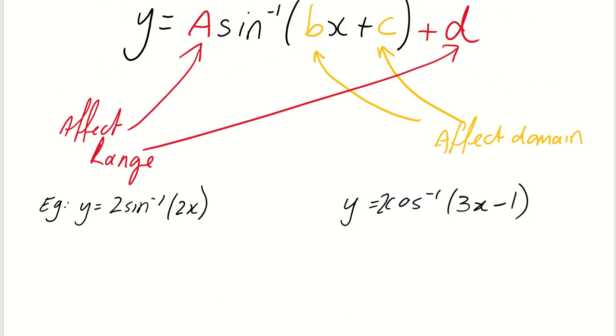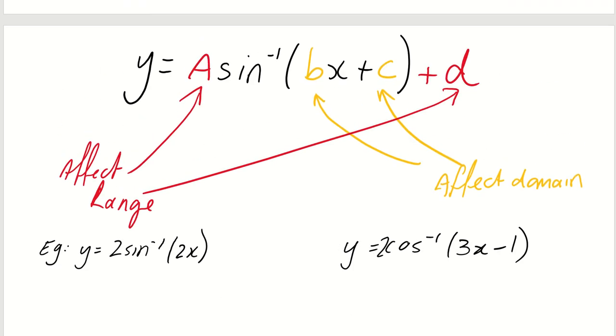The first thing to note is that A and D, hopefully you know this already with just your general trig graphs, they affect the range, okay? Whereas B and C in there, those numbers affect the domain.